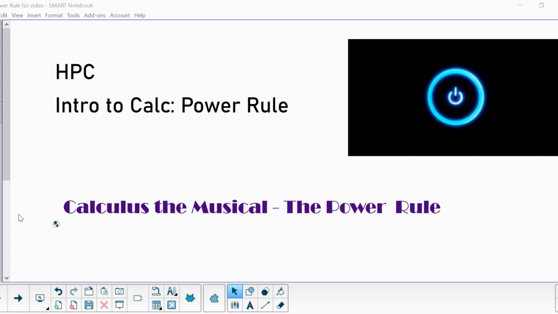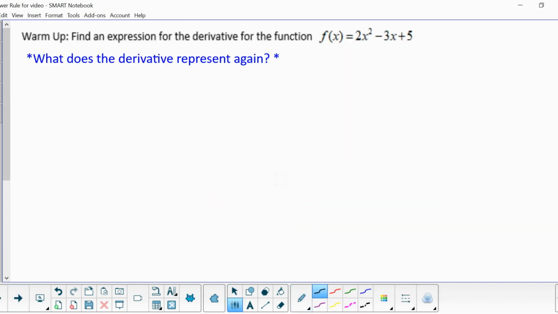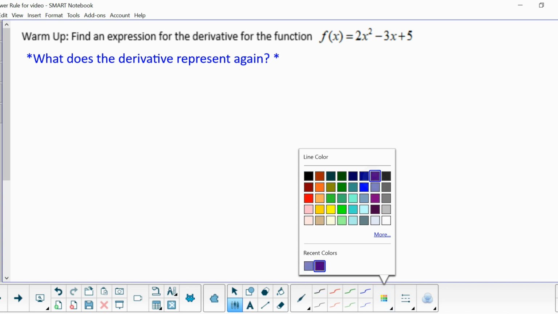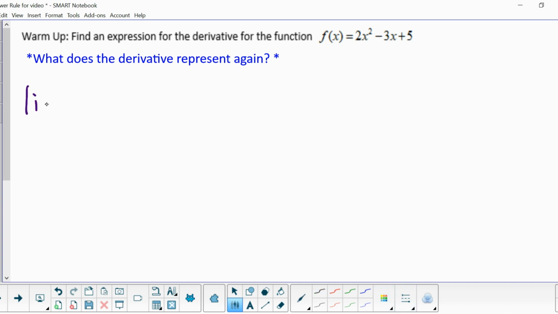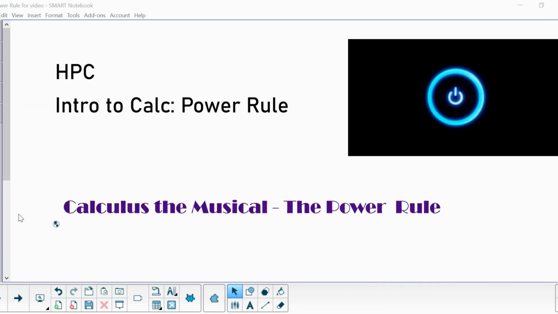Hey everyone. So sorry I can't be there today, but we are going to be learning about the very first shortcut of derivatives that you need to know, and it's called the power rule. You've probably already figured it out. So if you have, then just bear with us as we give you some of the basics of it.